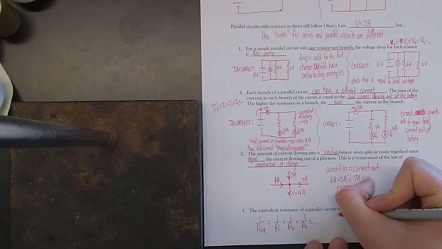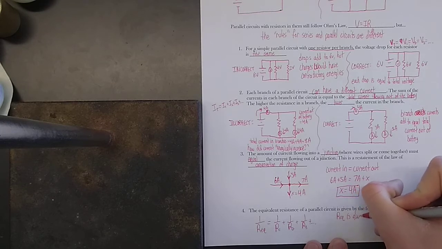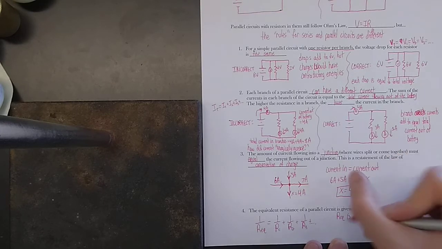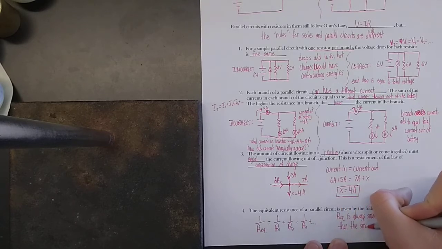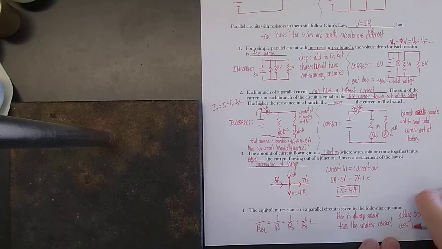So, what I'm trying to demonstrate here is Req is always smaller than the smallest resistor. And you'll see that as we do these problems. And if you keep adding branches in parallel circuits, as you add resistors in different branches, that means you have less Req.